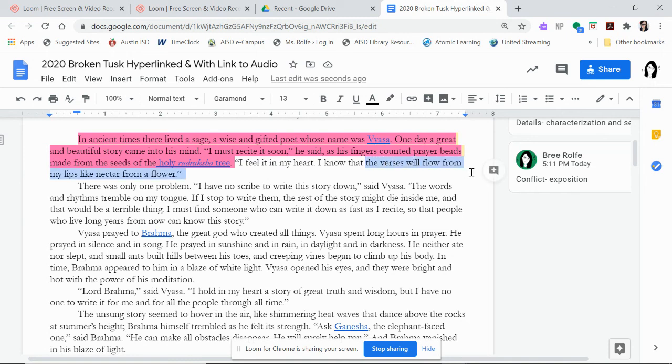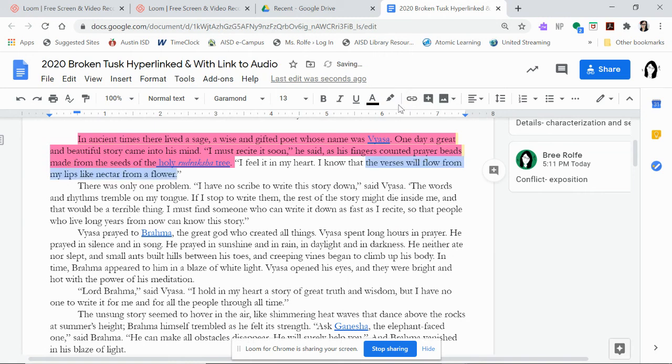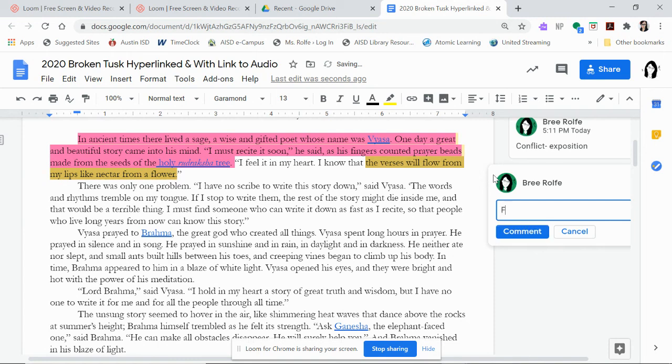This right here, "the verses will flow from my lips like nectar from a flower," I am going to highlight in yellow. Oops, did it again. This is fun times, I know. And then this is figurative language. This is a simile, right? It's comparing the verses and how they're going to come out of his mouth to nectar from a flower.